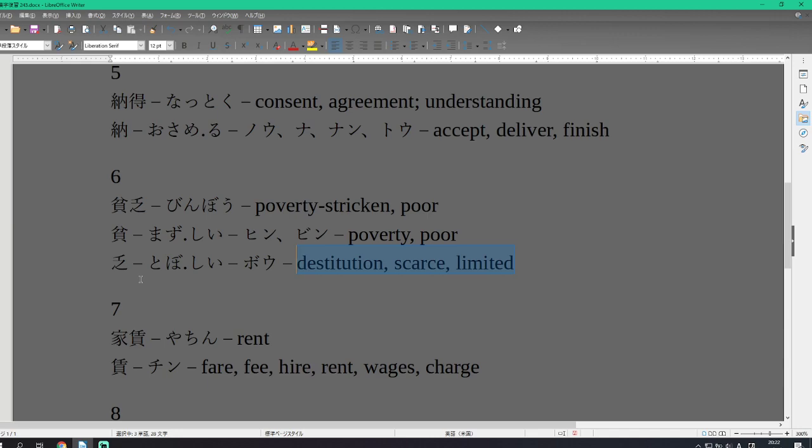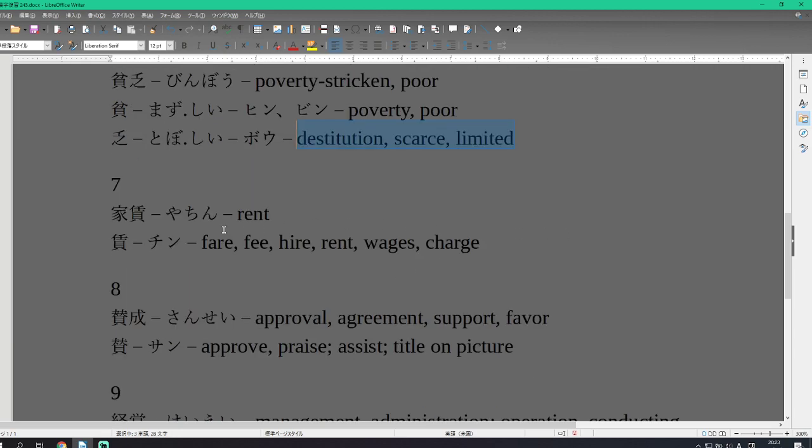Bimbo no bo. Together, you have, on the left side, poverty or poor, with one part money. Destitute or scarce. Bimbo is a poor person.